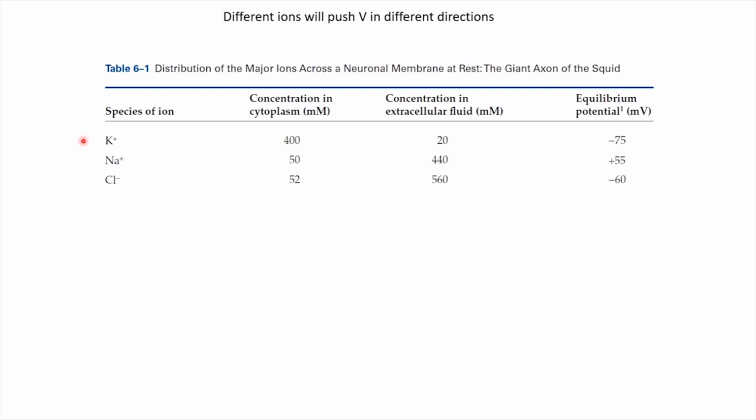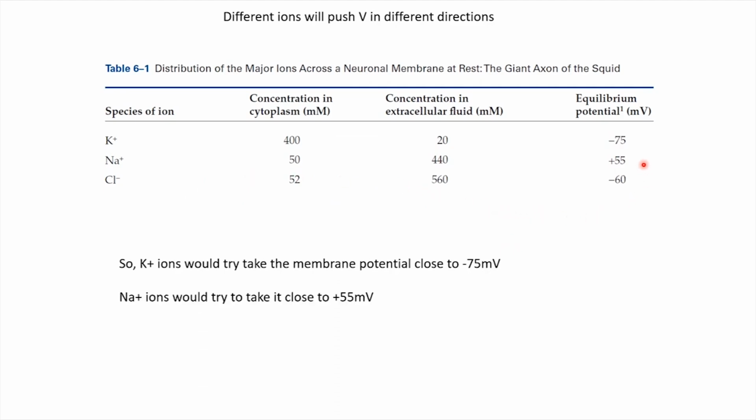So we know that the potassium ions, whose equilibrium potential is -75, will try to take the membrane potential towards -75 millivolts, their equilibrium potential. Similarly, sodium ions will try to push the membrane potential towards their equilibrium potential, plus 55 millivolts. And chloride ions will try to push the membrane potential towards -60 millivolts. But of course, the membrane potential is just one value. This is the voltage of the neuron. So it cannot be these three different values at the same time.